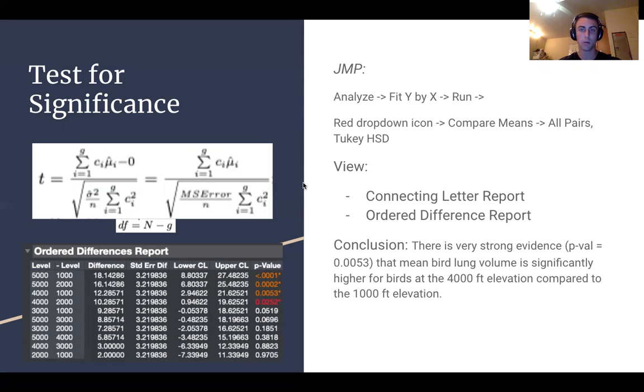The connecting letters report gives you a snapshot of which treatment level combinations have significantly different means. Levels that are not connected by the same letter are significantly different. If you want a more detailed breakdown of the differences, the ordered differences report will provide the estimated difference, confidence intervals, and p-value for each pairwise comparison.